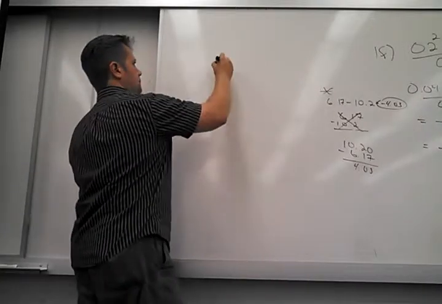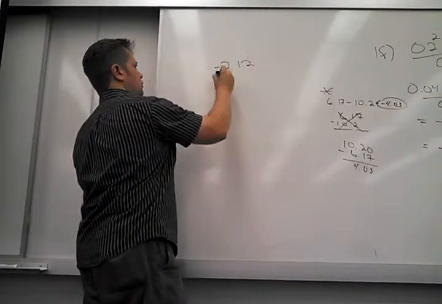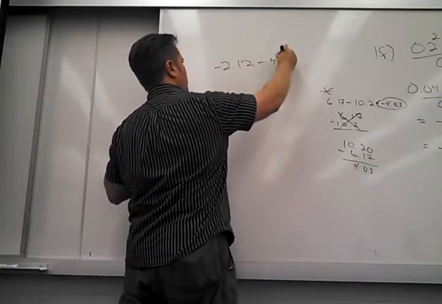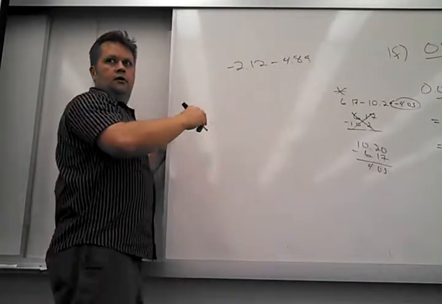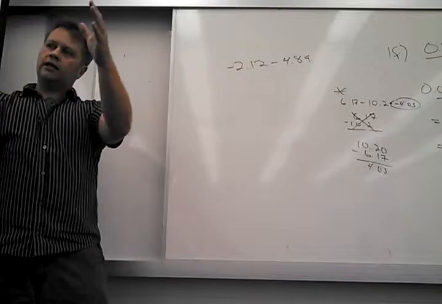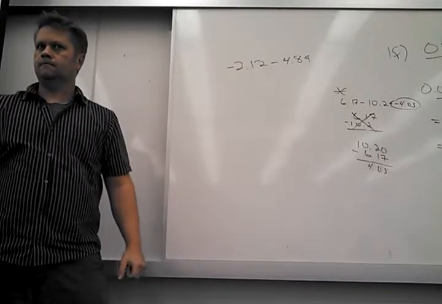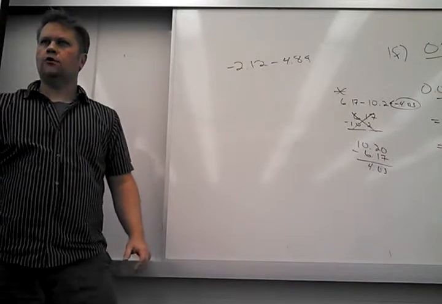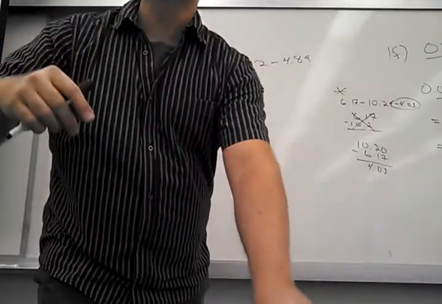So if I had negative 2.12 minus 4.89, you're going to add those together and put the negative back on. Perfect. Okay. Always the bigger number should be on top.